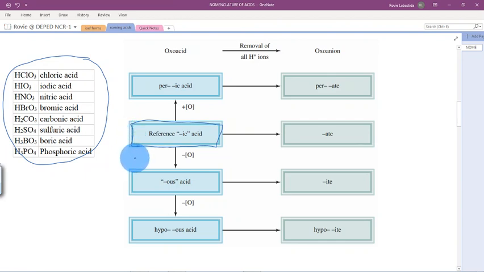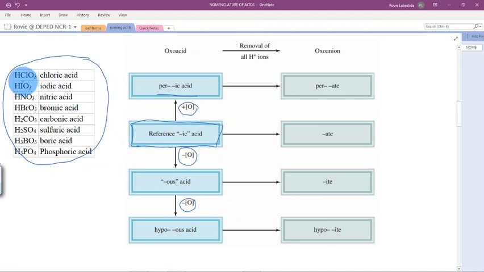So from the ic acid, if we add one oxygen in the formula, it will become a per-ic acid. From the reference, if we remove one oxygen from the formula, it will become an ous acid. And then, from the ous acid, if we remove another oxygen from the formula, it will become a hypo-ous acid. So for you to understand what I am saying, let's have an example.